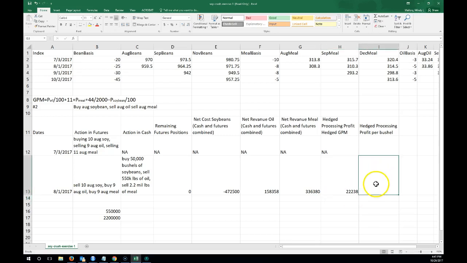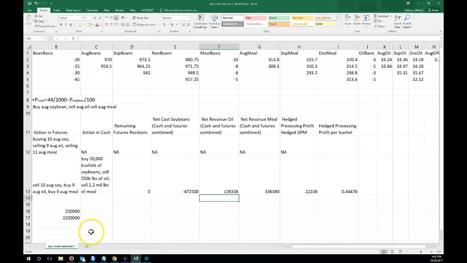Now for this last one, I just want to take this into a per bushel number. So I'm just going to take our 22,000 and divide it by the total number of bushels crushed. That's 50,000 bushels. Hey guys, the number that came out here looked a little funny to me, so I was double checking my formulas, and I noticed a mistake here in column F. So please go in here and check it out.